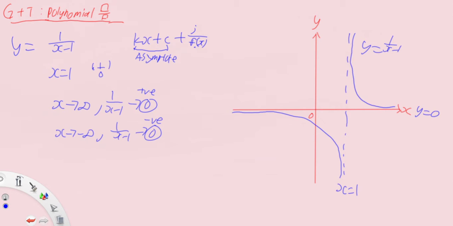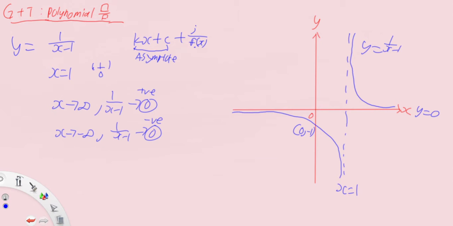Okay, once again, label all your intercepts with the axes. So clearly you have no x-intercepts because the function can never be 0. But we can put x equals 0. So with x equals 0, we have 1 over 0 minus 1, which is 1 over minus 1, simply minus 1. So we have the point (0, minus 1). Alright, let's move on to the next example.